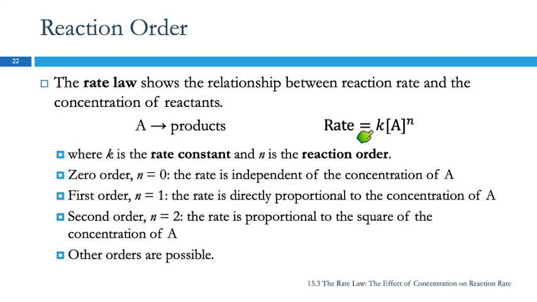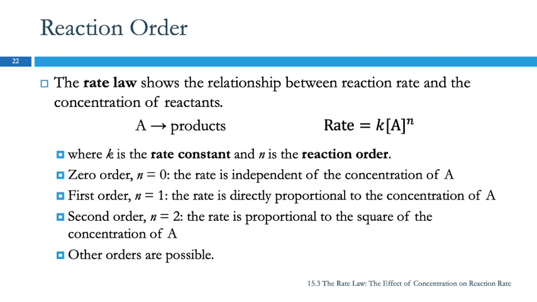So here, the variable k is known as the rate constant. n is the reaction order. A is the concentration of the substance that we're interested in, and the rate is the rate. And this would be for a very simple reaction where we just have one reactant and it's producing some products. The number of products doesn't matter.